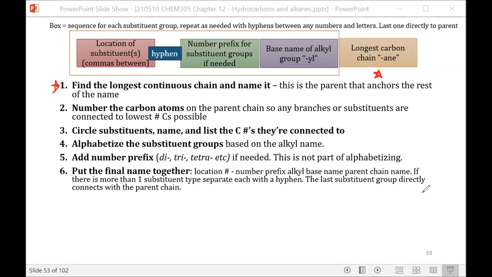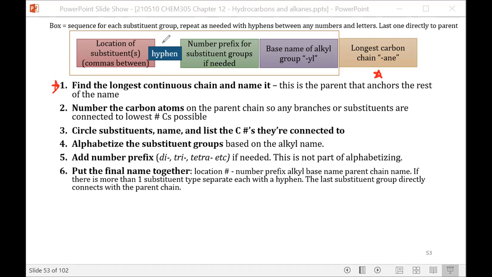And then you put the final name together. You need the location number, the prefix for the alkyl base name, and then the last thing that always comes is the longest parent chain at the very end. So you're always going to have some numbers, the location of the substituents. And if you have a di or a tri, you put commas between those numbers to show all the locations.